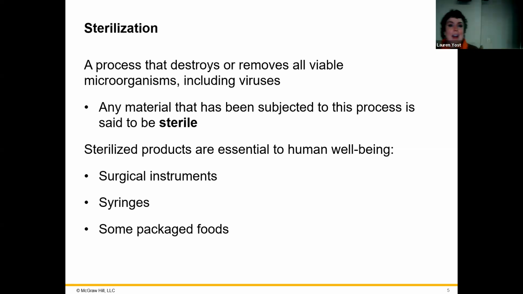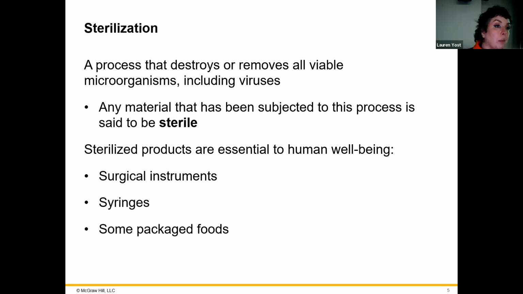So any material that has been put through that process of removing or destroying all microbes, that thing would be called sterile. And sterilized products that we would need would be like surgical instruments. We can't be introducing microbes from our environment into the body where they don't belong. And we often have tissues in our body, like blood is one of your tissues. So your blood should be completely sterile. It shouldn't have any microbes. There's no microbiome in your blood.